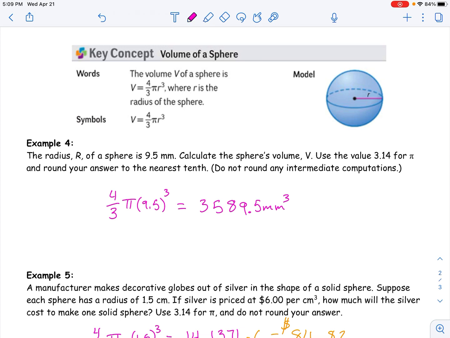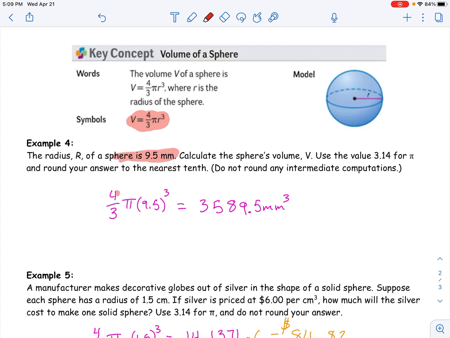Volume of a sphere. Now we're moving on to the volume. Here's your formula right here. Volume equals 4/3 pi r cubed this time. And that's something that a lot of my students forget. When we're finding the volume, you got to take it to the third power.